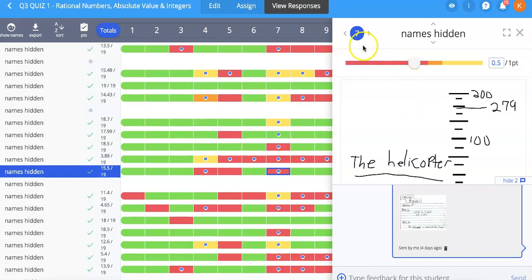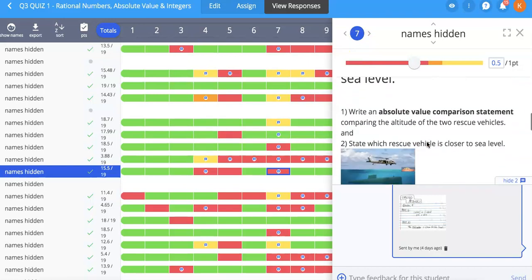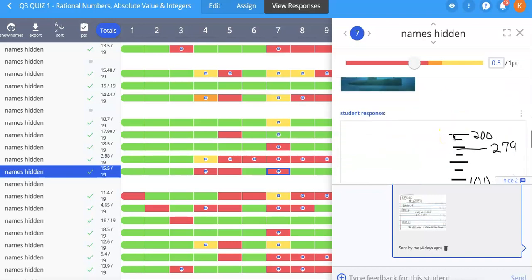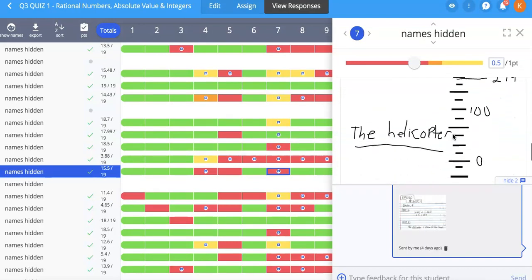So look at number 7, which was one of the most missed questions. And it was a 2-part question. You were supposed to write an absolute value comparison statement comparing the altitude of the 2 rescue vehicles, and you're supposed to state which rescue vehicle is closer to sea level. So take a look at this example.